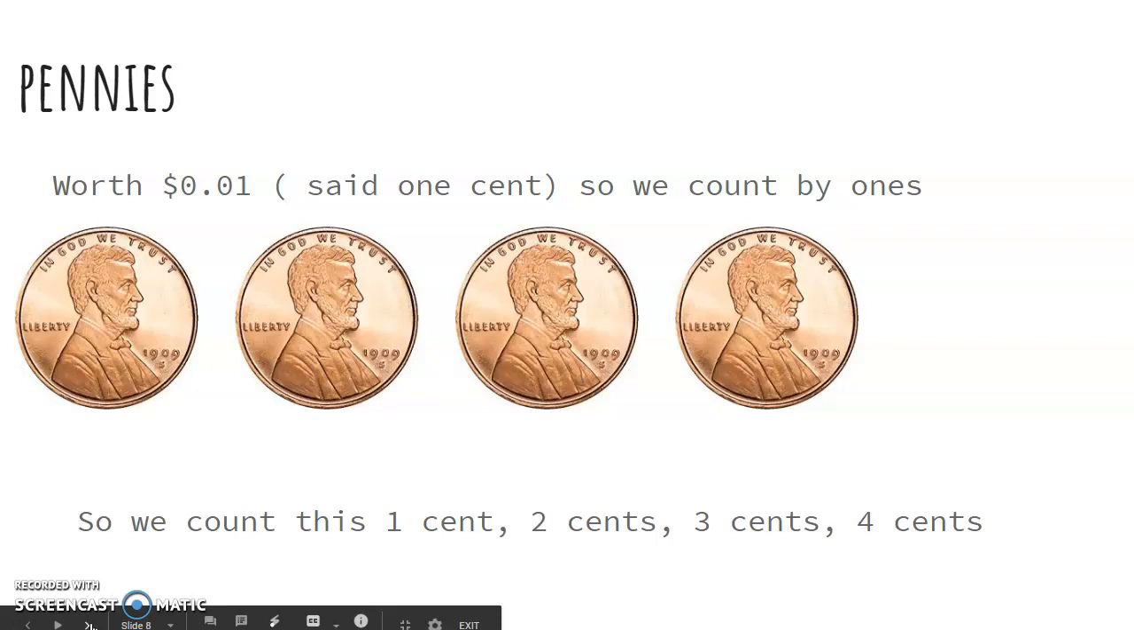Pennies. Pennies are worth 1 cent. So each penny is worth 1 cent. So we count by ones when we count pennies. So this would be 1, 2, 3, 4 pennies. So we count it 1 cent, 2 cents, 3 cents, 4 cents. So we have 4 cents in pennies on this page.